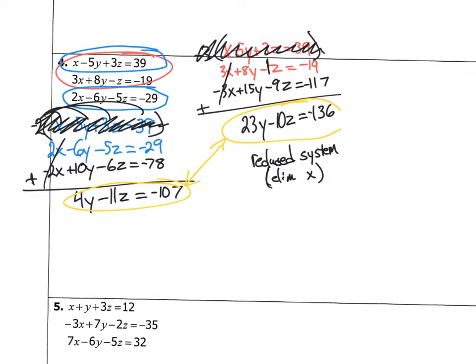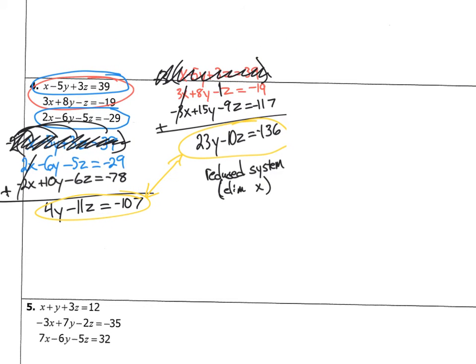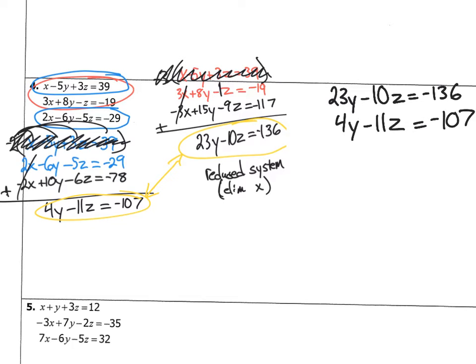So now with these two reduced systems, you are essentially at the start of an elimination problem. My first one is 23y minus 10z equals -136, and my second one was 4y minus 11z equals -107. Now, unfortunately, it's not super nice. None of them are going to be that easy. So I just look at 10 and 11, and I'm just going to multiply the top one by 11 and the bottom one by -10.